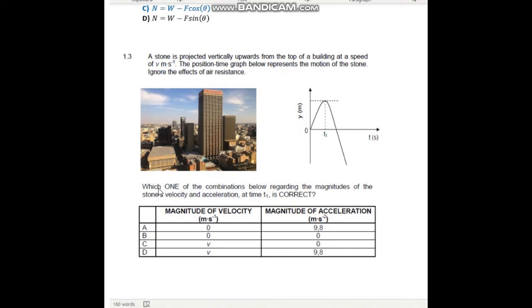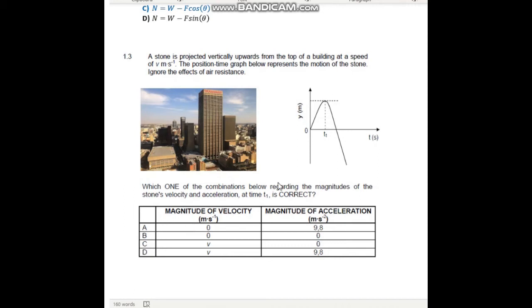Okay, so the question says, which of the following combinations below regarding the magnitudes, take note of that, of the stone's velocity and acceleration at a time t1 is correct. So at time t1 we're looking at the acceleration and the velocity here, and take note that we're looking for the magnitude, meaning that we don't care about the direction of whether it's going up or down. We just look at the magnitude of velocity and acceleration at this point, right?